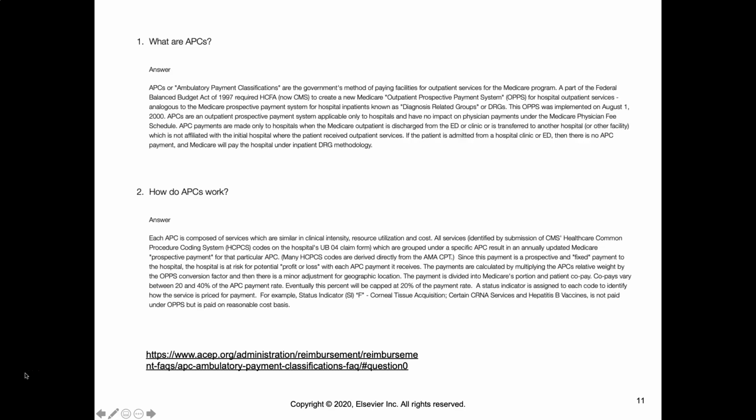So what are APCs? APCs, or ambulatory payment classifications, are the government's method of paying facilities for outpatient services for the Medicare program. But they're also used by other payers, so keep that in mind.